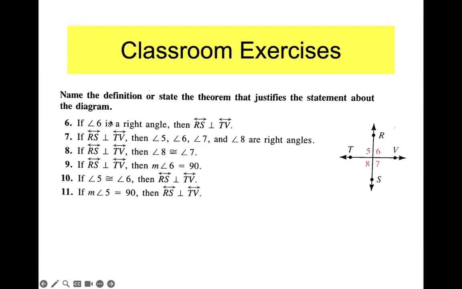Okay, this one's straightforward. Oh, let me go back to that. This one's asking you to justify a statement. So let's pick number 8 right here. It says if RS is perpendicular to TV, then angle 8 is congruent to angle 7. Well, 8 is congruent to 7 because perpendicular lines form two adjacent angles that are supplementary to each other. So that's what they're asking you to do, justify. You can justify it with a statement, a theorem, or a definition. Any of those would be justifications for it.